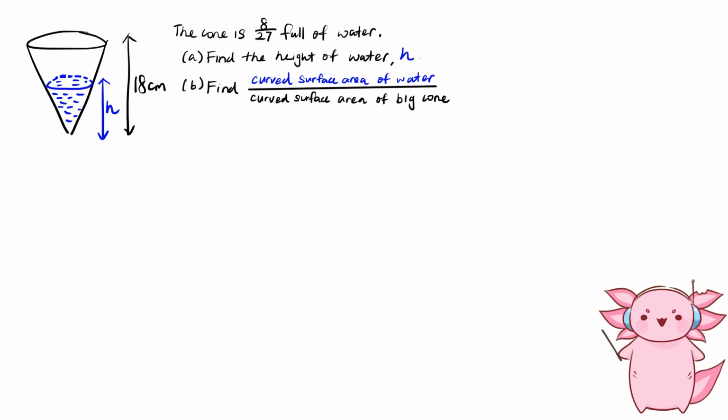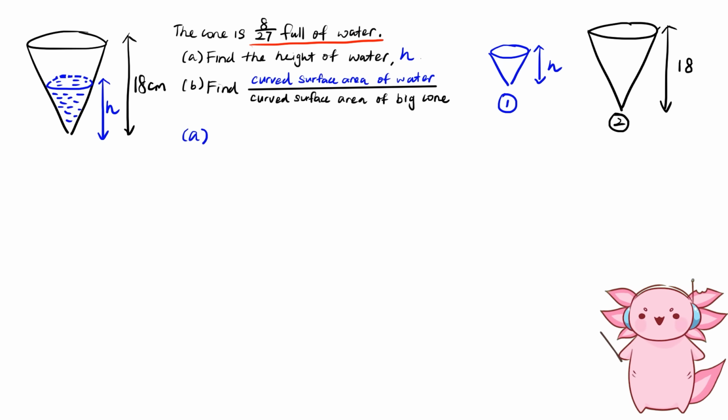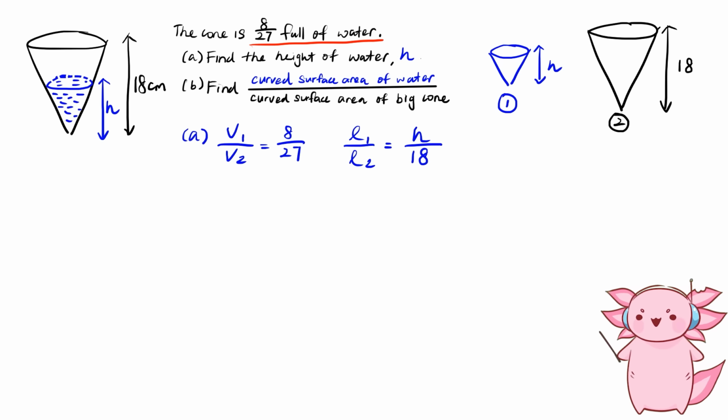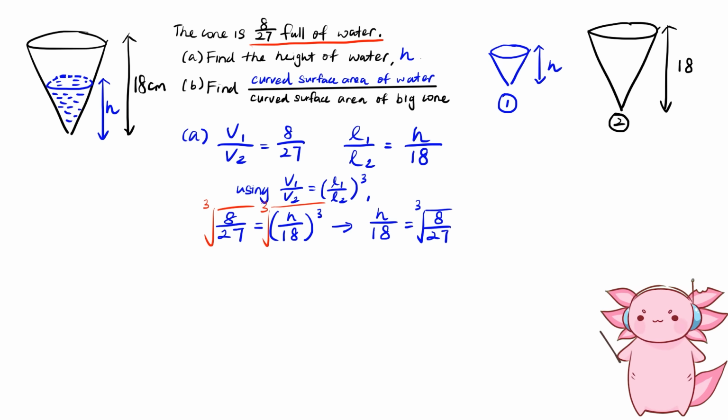For this question, we can see that the water level forms a smaller cone that's geometrically similar to the bigger cone. Since it's 8/27 full of water, we know that V1 over V2 is equals to 8/27. Now the ratio of H to 18 is our L1 over L2, so we can use the formula of L1 over L2 cubed is equals to V1 over V2, and we just cube root both sides and we can get the H value to be 12 cm.